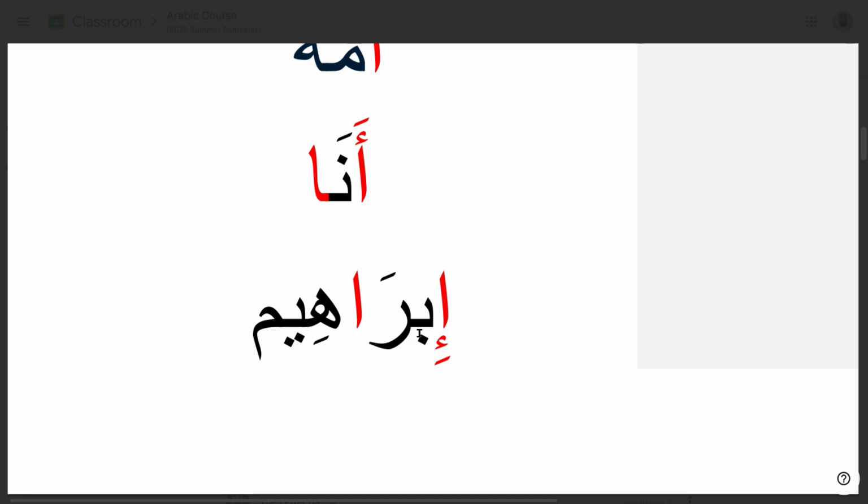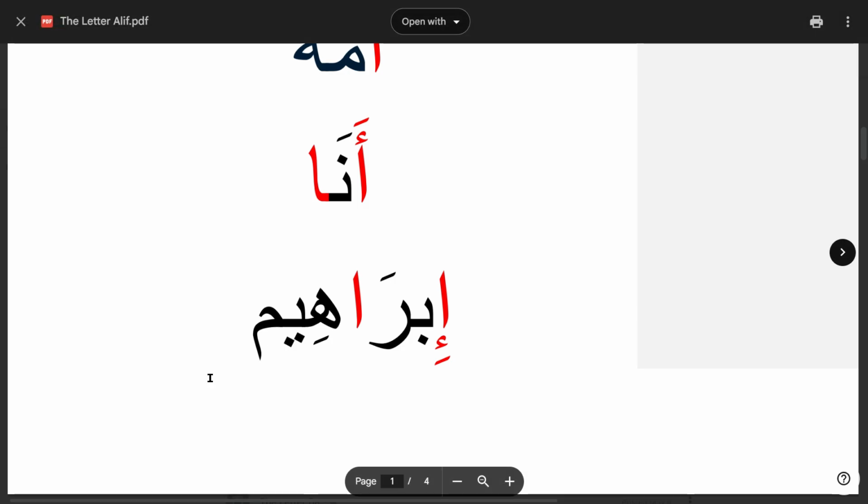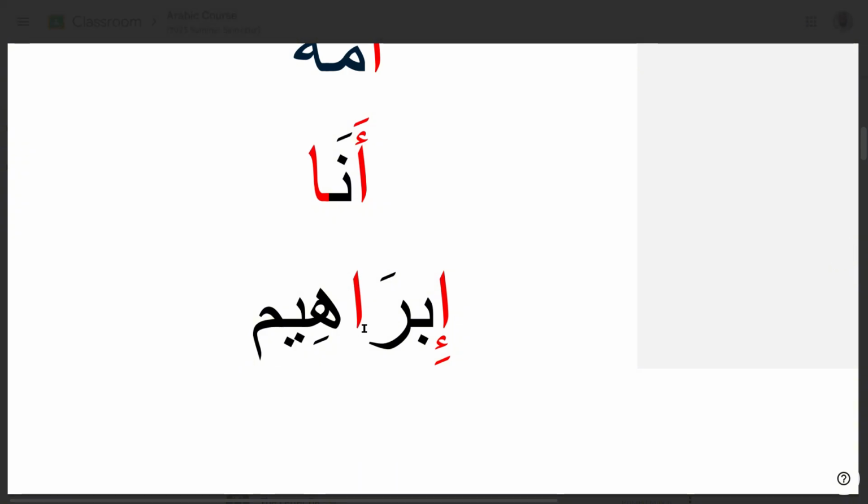And to add another layer to it, there's another sound in Arabic with the vowels. A, i, u. We actually have an aw sound, like the word awesome in English. So we're going to make a heavy sound, which is aw. And the R in Arabic makes a heavy sound. Ibrahim.